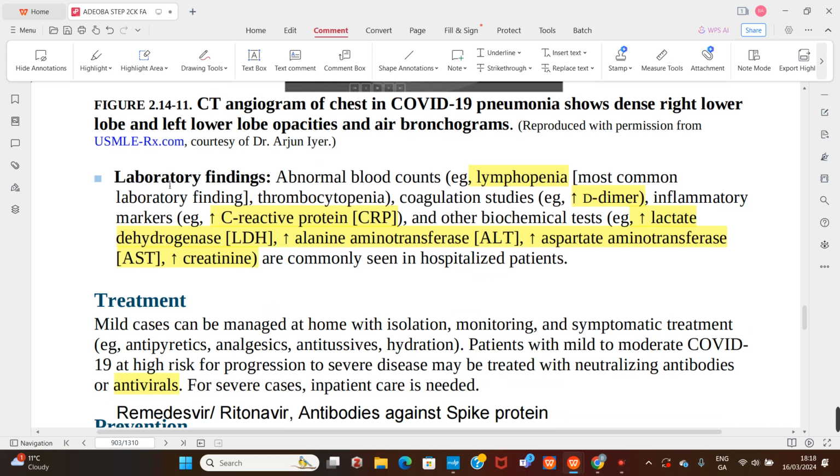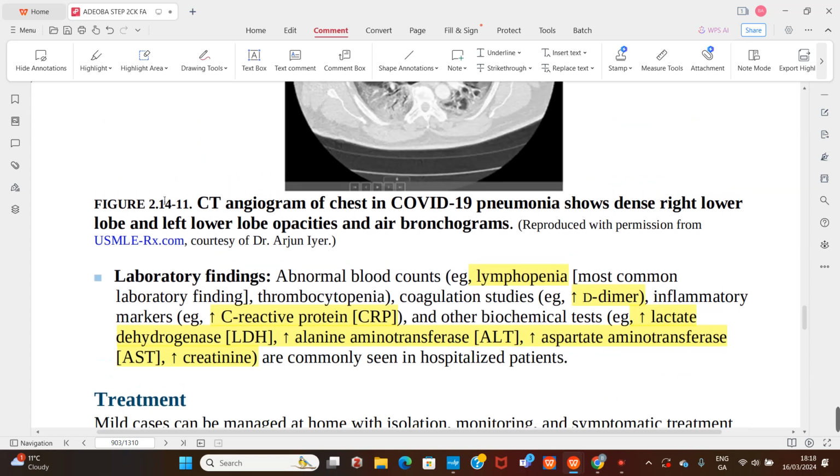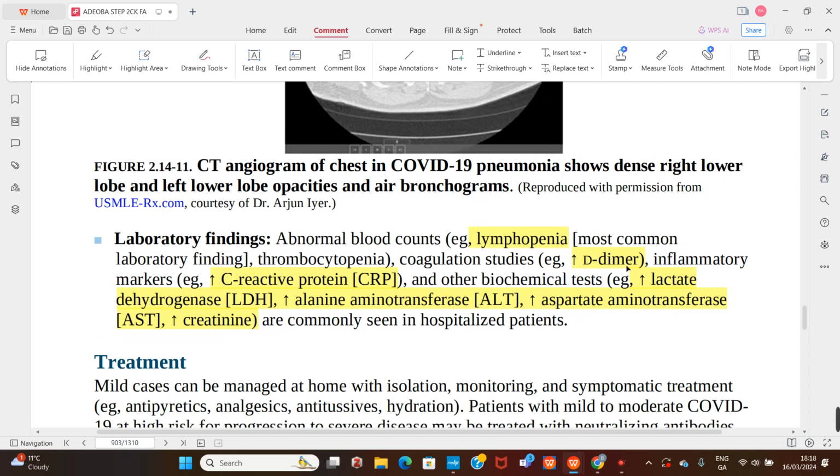So the laboratory findings, just think of systemic problem. If there's a problem with bone marrow suppression, the blood count is going to be down. So lymphopenia, anemia, thrombocytopenia, and because of the fact that it's highly associated with coagulation, there's going to be elevation of the D-dimer, formation of clots, a lot. The inflammatory markers will be up, C-reactive protein is over the roof. Because of affectation of the liver, you have elevation of LDH, ALT, AST, and the kidneys too can cause elevation of creatinine. So this is very common in hospitalized patients with a very severe form of the disease.